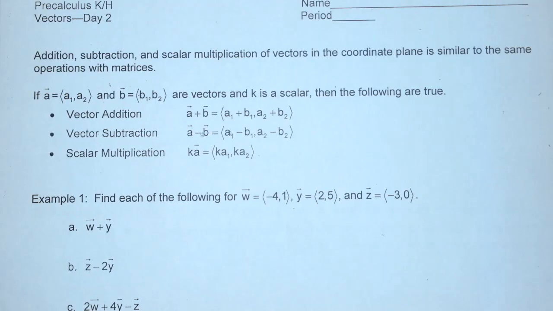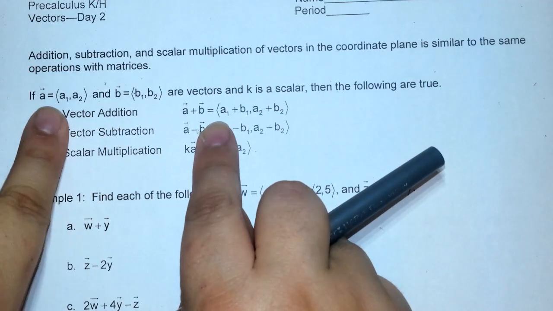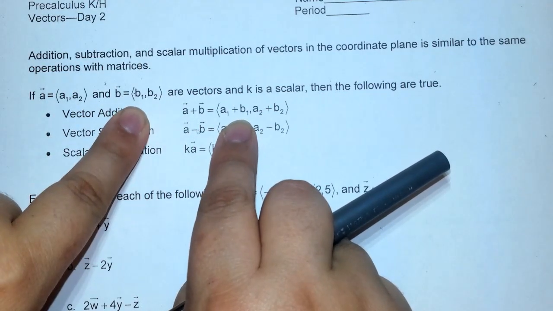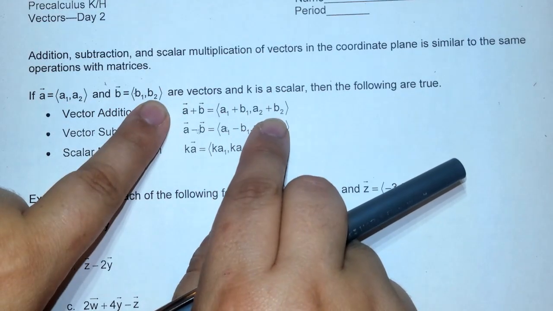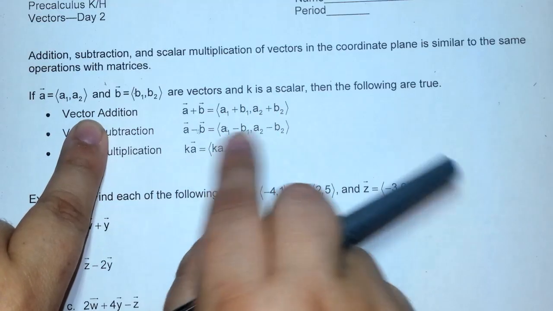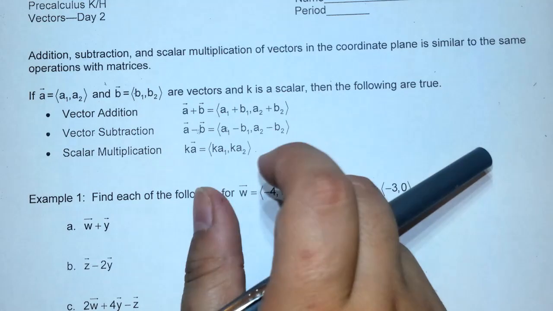So, today we're going to be talking about addition, subtraction, multiplication, as well as unit vector and magnitude. If vector A is A1, A2, and vector B is B1, B2, and they are vectors, and K is a scalar, then the following are true. When you are adding vector A and vector B, you would take the x component of vector A plus the x component of vector B and add them together, comma, the y component of vector A and the y component of vector B, add them together. Same thing for subtraction, you would just subtract them.